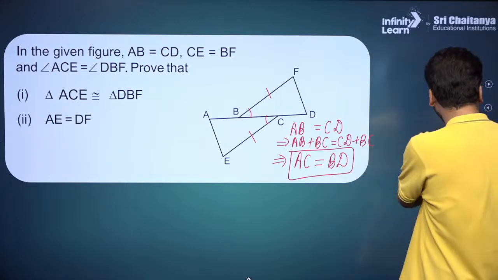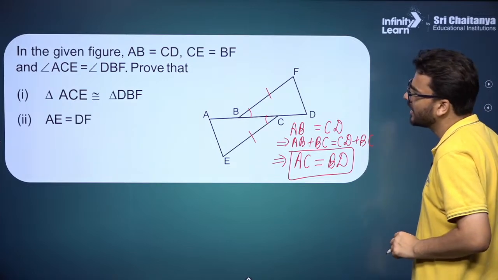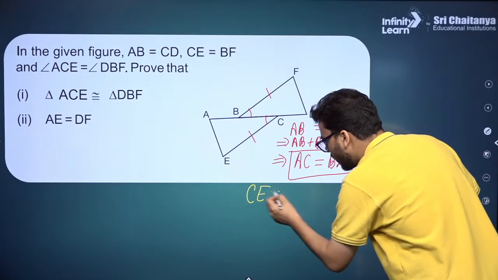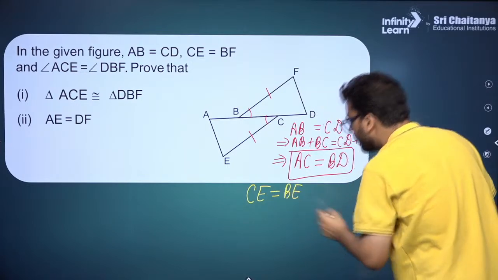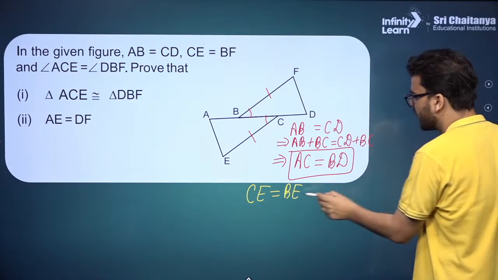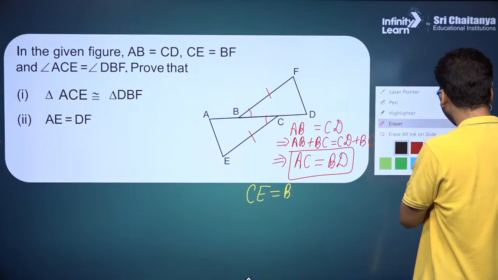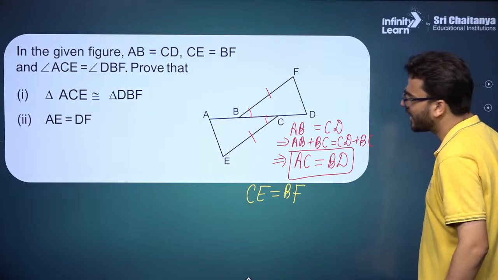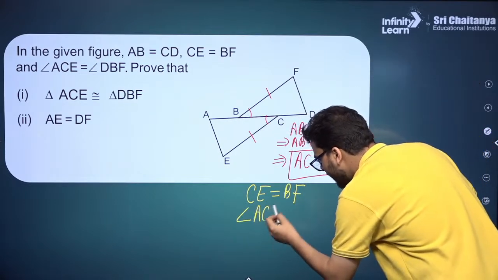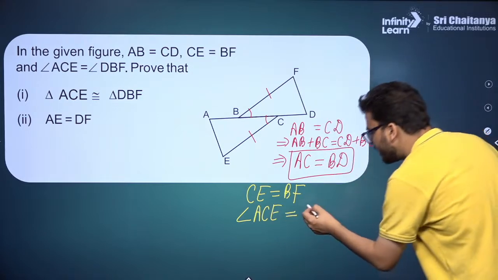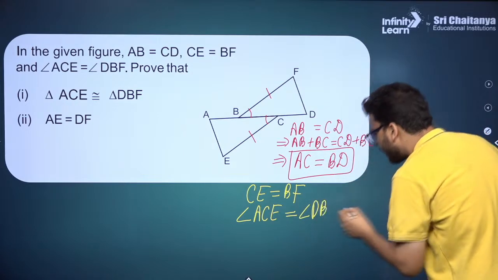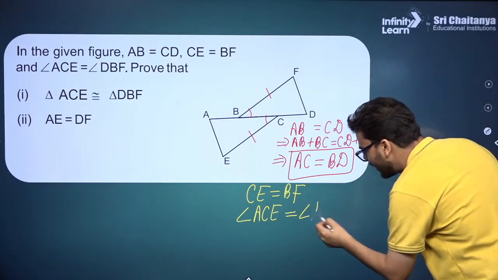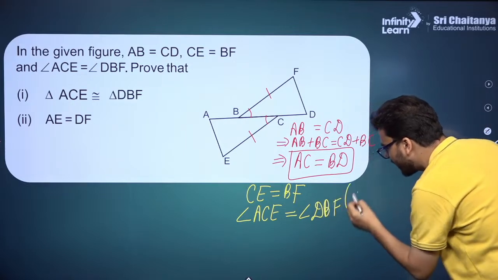Now see, in this question itself, it was given to us that CE is equal to BF. So CE is equal to BF is already given. Sorry, that is BF over here. So CE is equal to BF is given, and it is given that angle ACE is equal to angle DBF. So these two things are given to us, right?